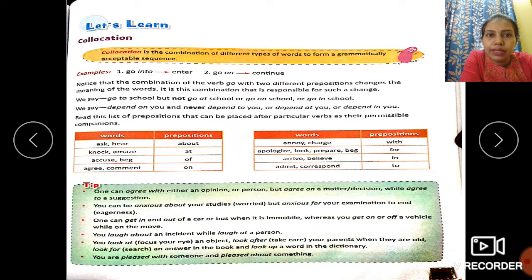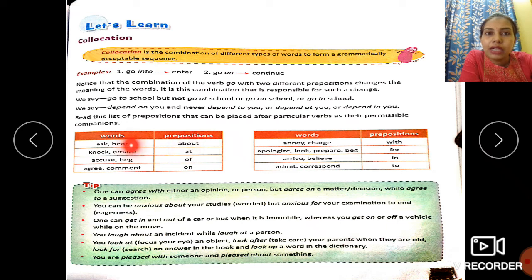Okay, let's move on to the next part. Read this list of prepositions that can be placed after particular verbs as their permissible companions. Ask about, hear about. We don't say ask on, hear on. Ask about, hear about has a certain meaning. Again, ask for has another meaning.